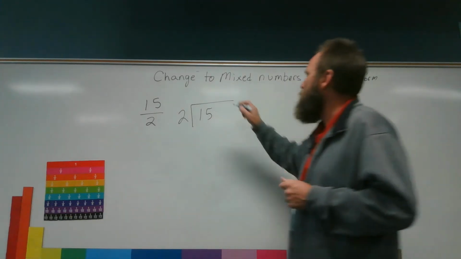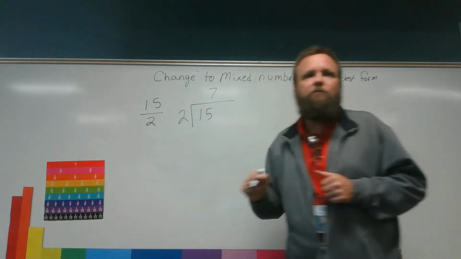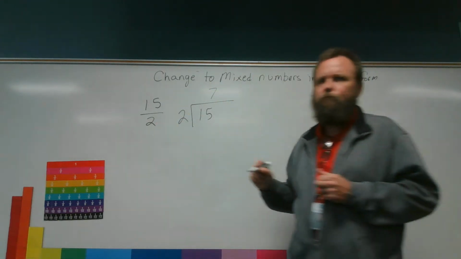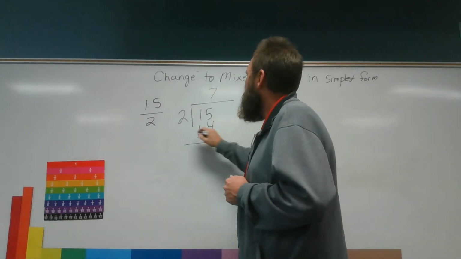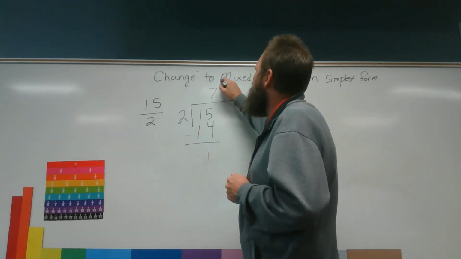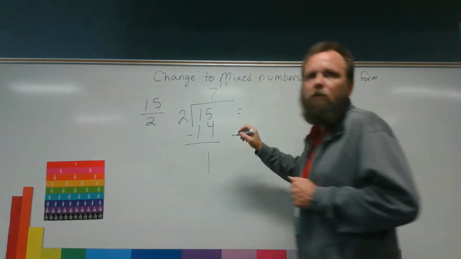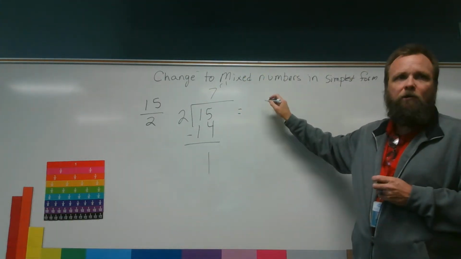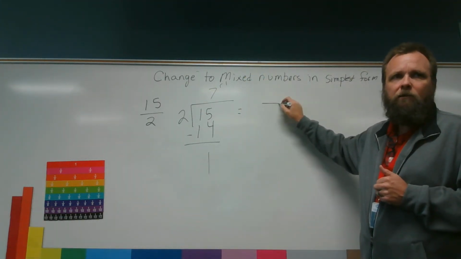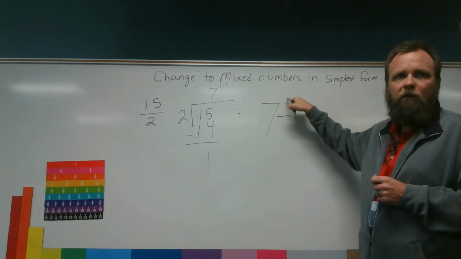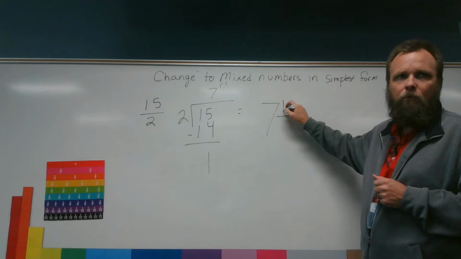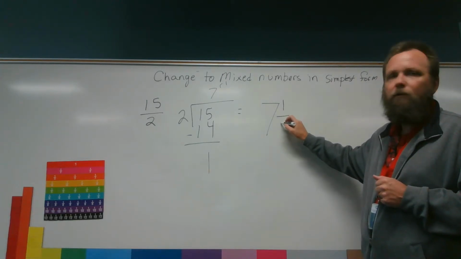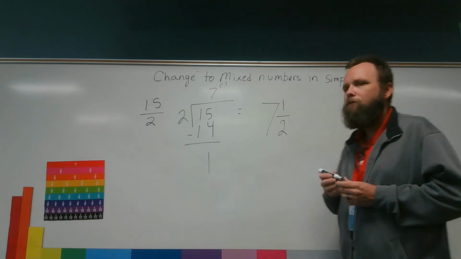Six. 7. Awesome. And 7 times 2 is what, Stephanie? Good. We subtract, we get 1. So I have 7, remainder 1. What's my whole number here, Stephanie? Good. And my numerator? Good. And my denominator? Good. So 7 and 1/2.